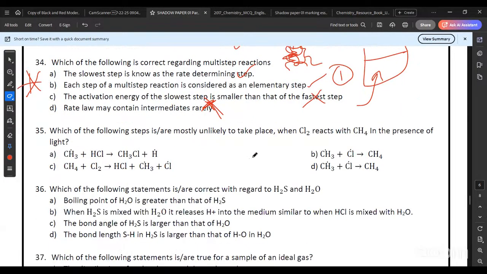Which of the following is most unlikely to take place? 35th question. Most unlikely. Look. If hydrogen is there, it is most unlikely. There can't be 3 compounds. It's unlikely. This one.